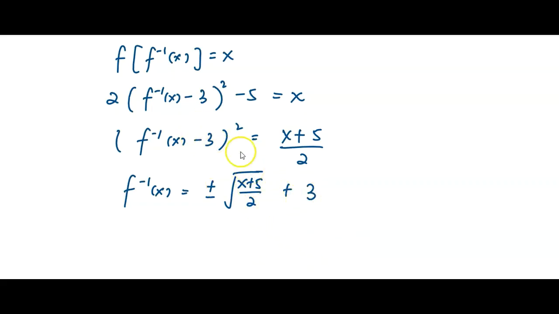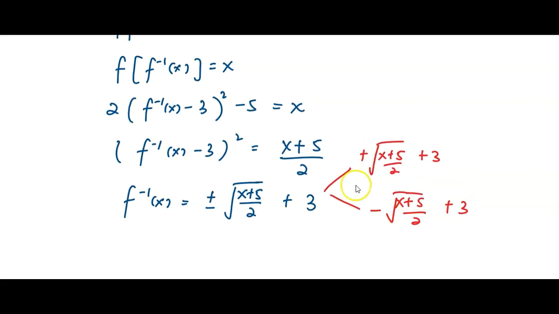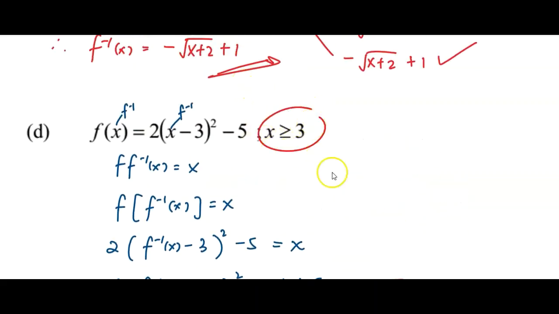So these are the two choices that you have. The first function is positive square root of x plus 5 over 2, plus 3. The other choice is negative square root of x plus 5 over 2, plus 3. So which one will you choose? Again, I will refer back to the domain as given here. The domain is x greater than or equal to 3, meaning that the domain of f is equal to the range of the f inverse, and this is equal to 3 to infinity.